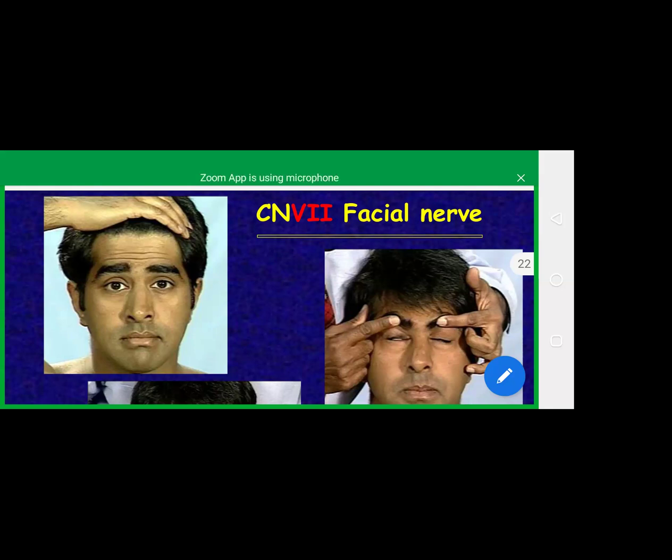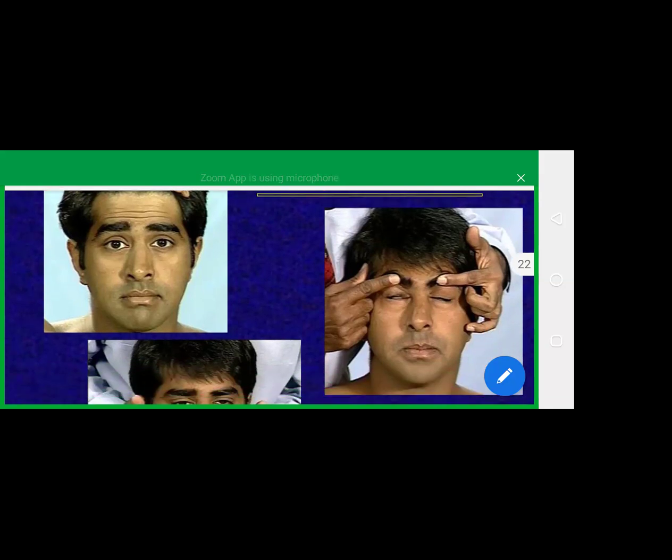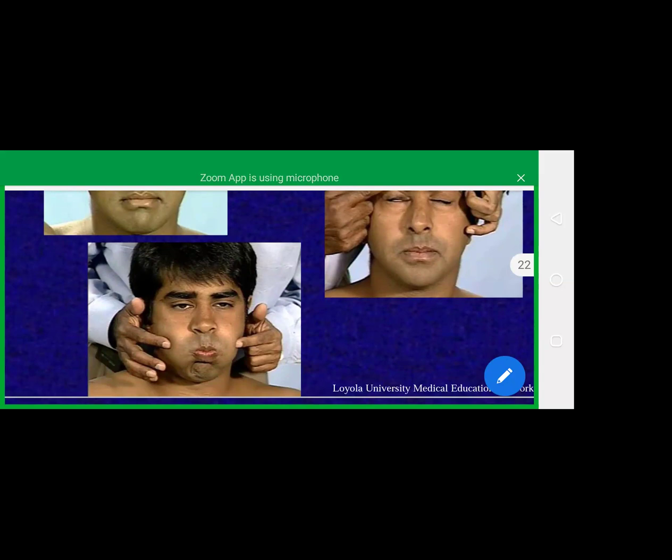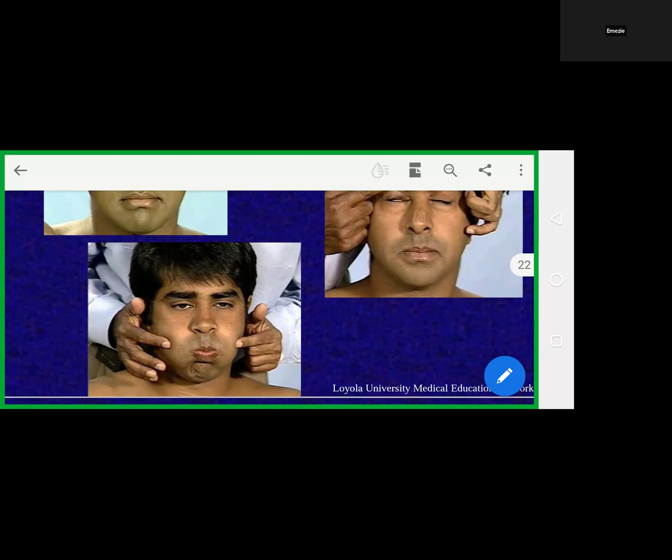So tell the patient to close the eyes and try to pull at the upper lid, trying to open the eyes. In a patient with an intact facial nerve, you will not be able to open the eyes. The next thing is to tell the patient to puff out the lip, as we are seeing in the image down. A patient with facial nerve deficit will also not be able to, because the person will not be able to close the mouth. Look, puff the lip.